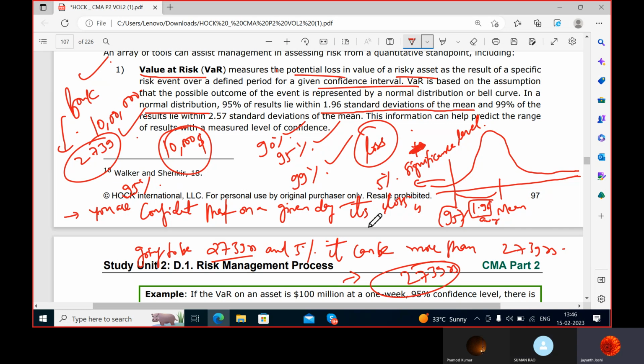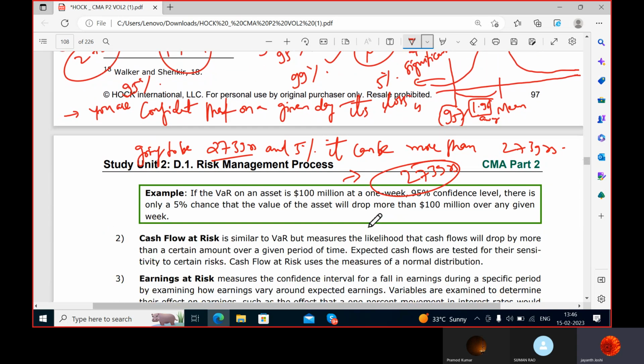Okay, just read this statement. If a VAR on an asset is 100 million at 1 week, 95% confidence level, there is only a 5% chance that the value of the asset will drop more than 100 million over any given week.